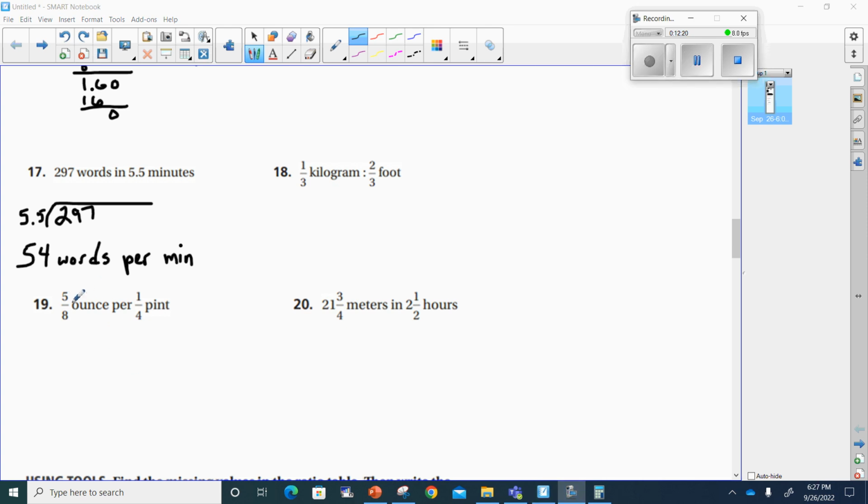Next one says 5/8 ounce per 1 pint. So I'll take 5/8, now divide it by 1/4. This is a fraction and a fraction, so I use keep change flip. 5/8 will be multiplied to 4 over 1. That gives me 20 over 8.